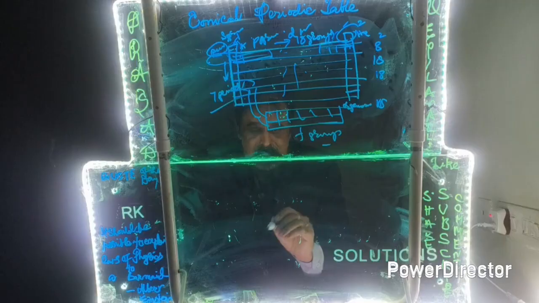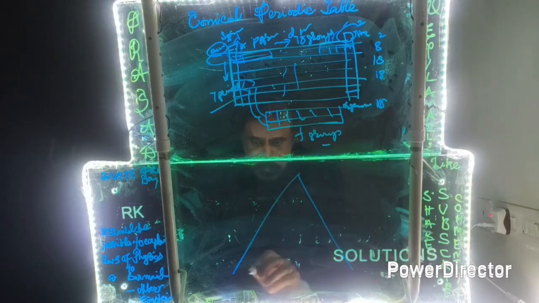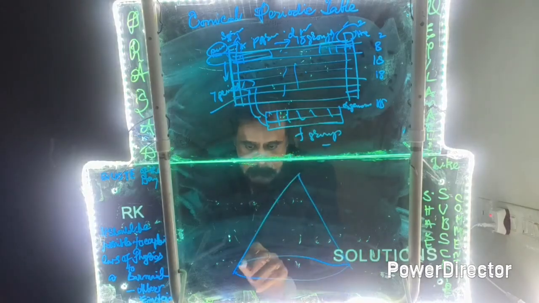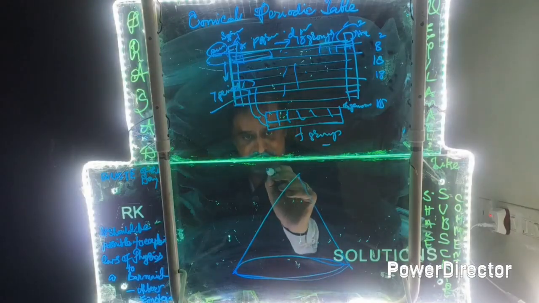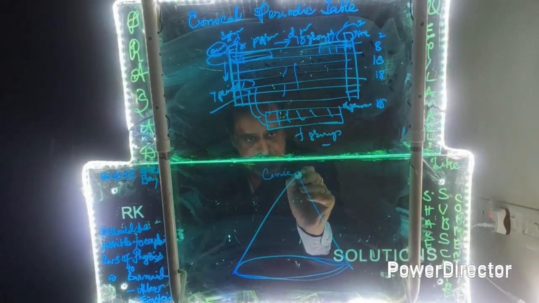So instead, what I always used to think was we should have a proper periodic table, should have a conical structure. This is called conical.